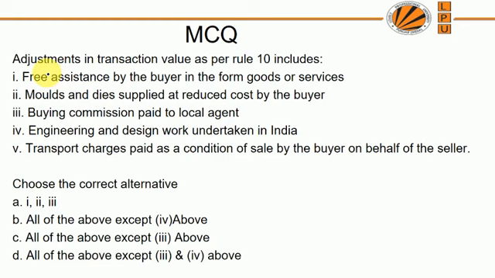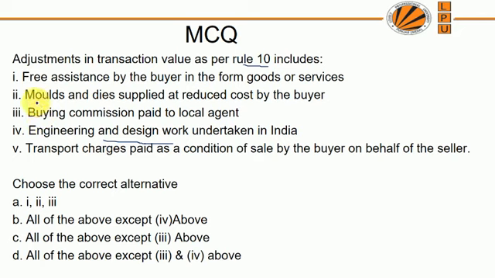Let's see. Question is, adjustment in transaction value as per Rule 10 includes, 5 options given: free assistance by the buyer in the form of goods and services, molds and dyes supplied at a reduced cost by the buyer, buying commission paid to the local agent, engineering and design work undertaken in India, transport charges paid as a condition of sale by the buyer on behalf of the seller. Adjustment in transaction value, which includes out of these 5 points given, which are to be included.